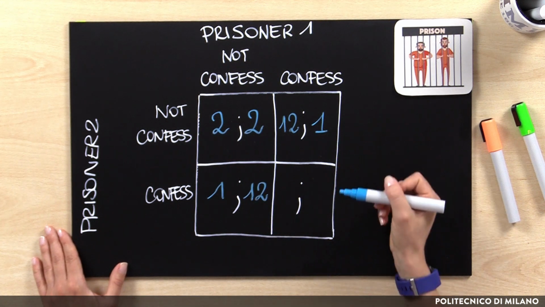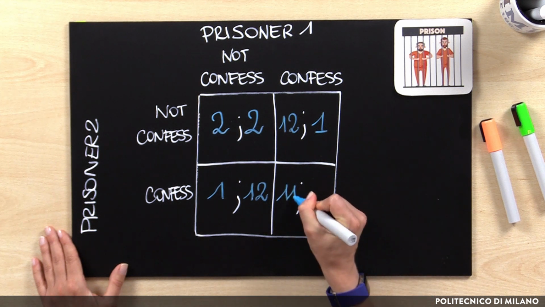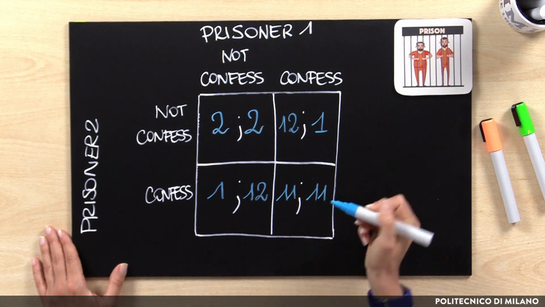Finally, if both of them are confessing, both of them are accused of both the crimes for a total of 12 years of prison each. The only positive news is that in this case, the 2 prisoners also take advantage of the reduction of the penalties of 1 year, so the final penalty is 11 years each.